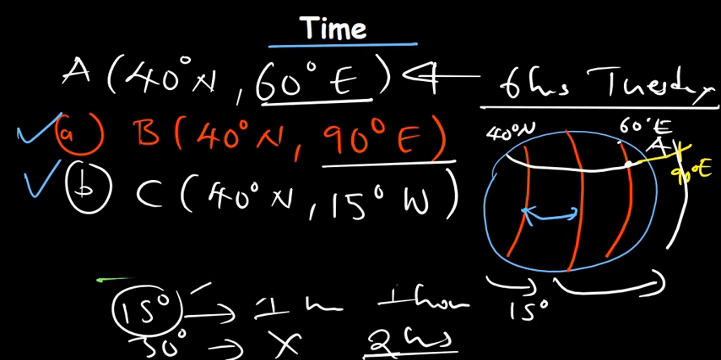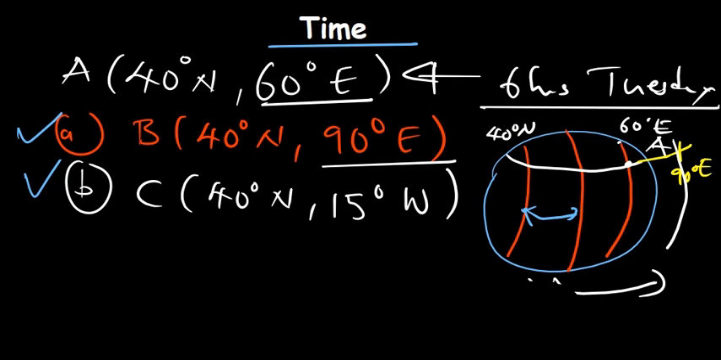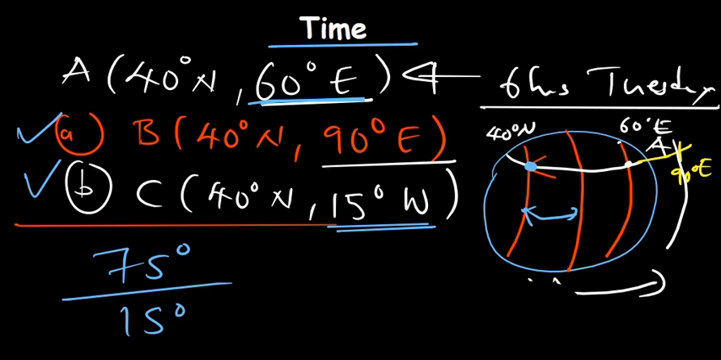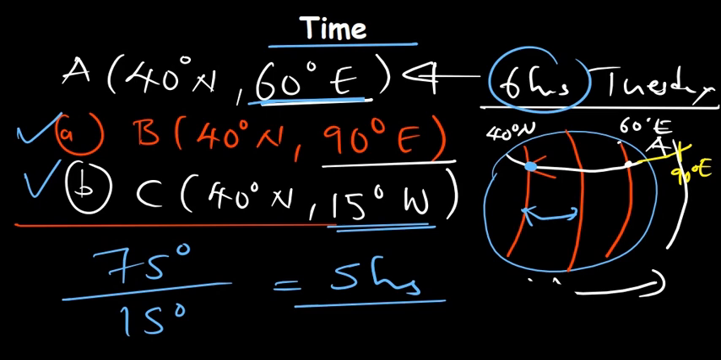To make things interesting for you, I want you to pause the video and try out another point. What do you think would be the time at this point? It is 40 degrees north, 15 degrees west. So it's on the opposite side, somewhere here. Since they're opposite, you add 60 plus 15 degrees, which would give you 75 degrees. How many 15 degrees do we have in 75? You get 5 hours difference. 5 hours plus 6 gives you 11 hours for that point. That's it.